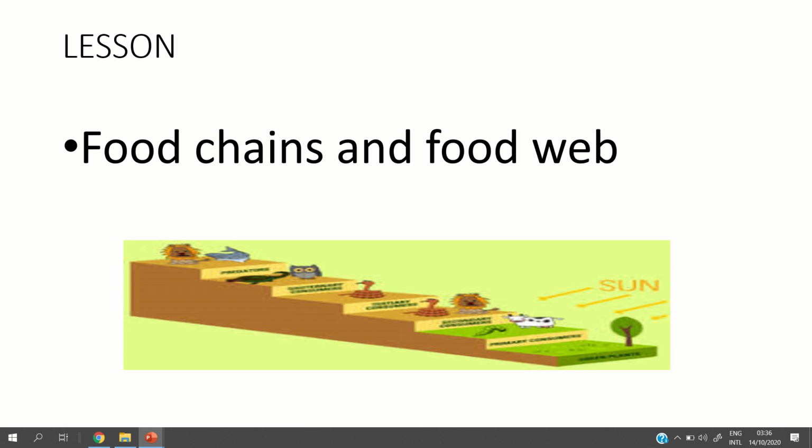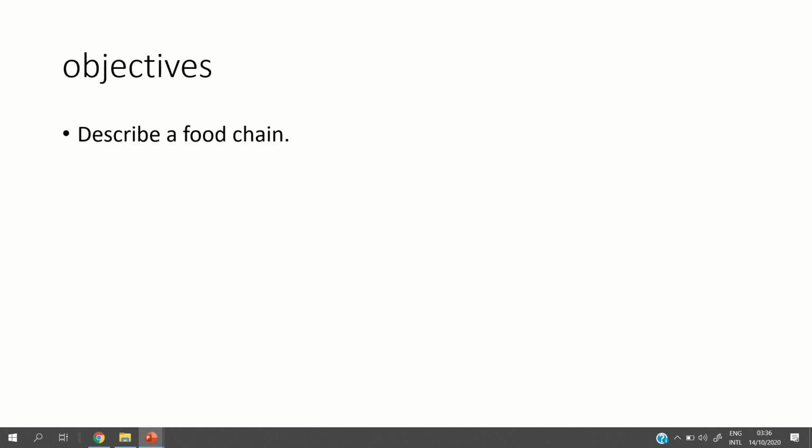Okay, so today we have a quick revision on the lesson food chains and food web. Our objective in this lesson: we can describe a food chain. When we finish this lesson, we can describe any food chain.